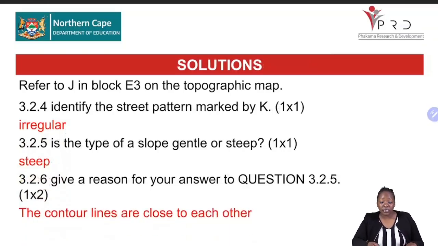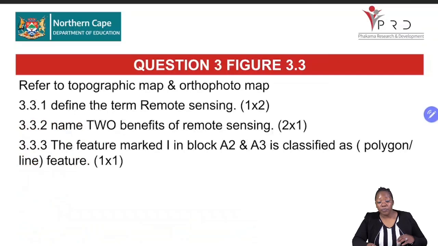Then number 6, giving the reason why we are saying this is a steep slope. It is because of the contour lines, they are close to each other. As you can see there in the map, they are very, very close to each other, indicating that the slope is steep. Then we're moving to figure 3.3. With figure 3.3, remember these are your GIS questions.